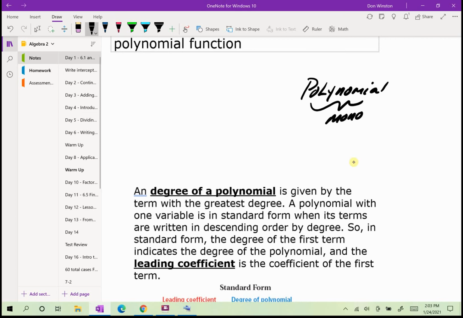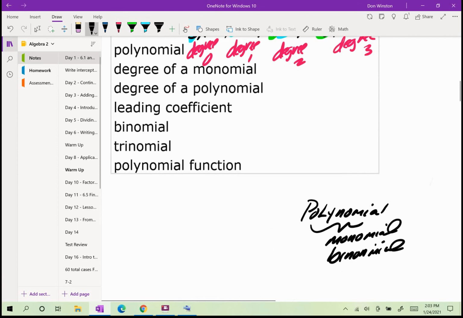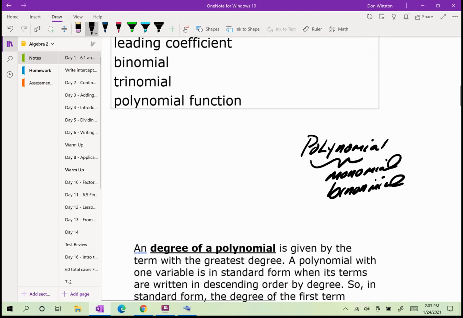a monomial, a one-term monomial. It could be a binomial, 2 terms. So what would be a binomial? A binomial would be something like x plus 2, which has 2 terms, x squared minus x, which has 2 terms, x cubed plus 1, which has 2 terms.